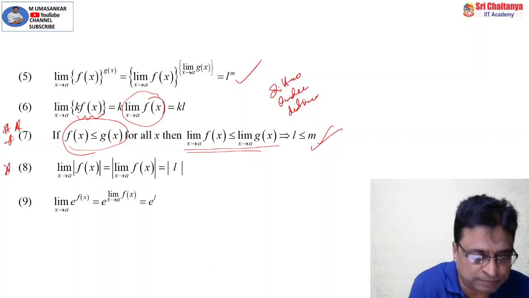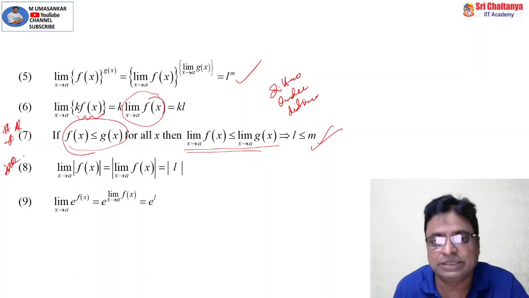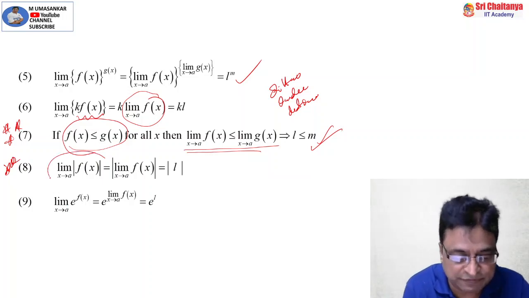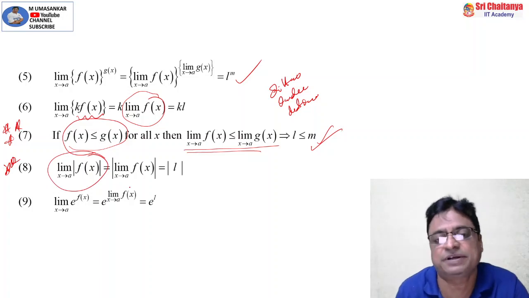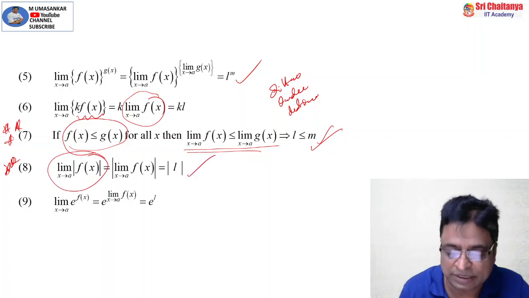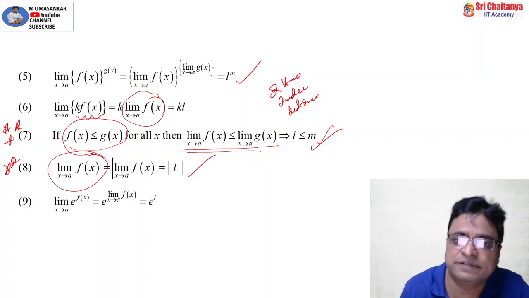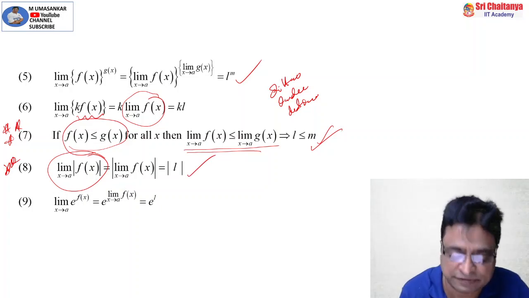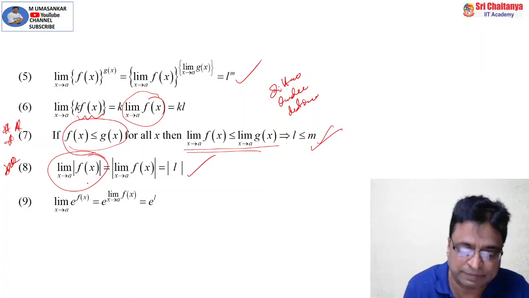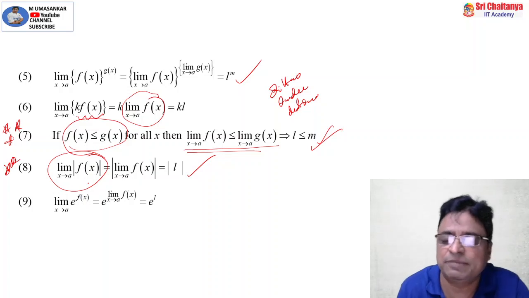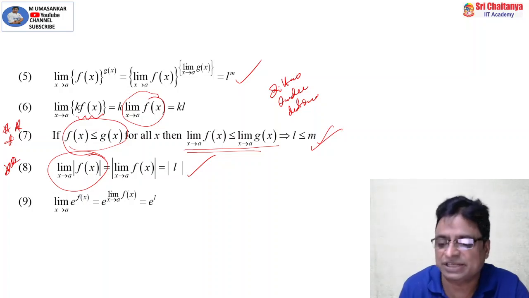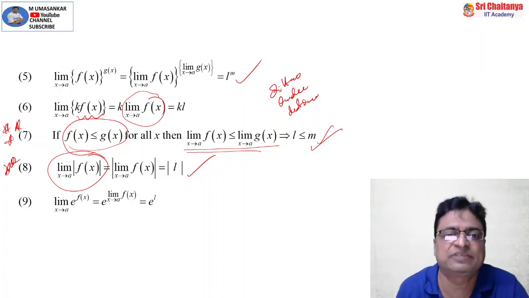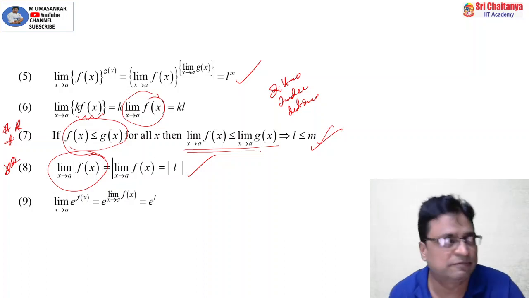And coming to property number 8, that is the limit of the modulus of the function. Limit x tends to a of mod f of x is equal to the mod of the limit of the function, that is equal to mod L. Again here I am telling, the converse of the theorem need not be true. That means though the limit of the modulus function exists, the limit of the original function need not exist. You can verify the previous example which I mentioned in the first slide.